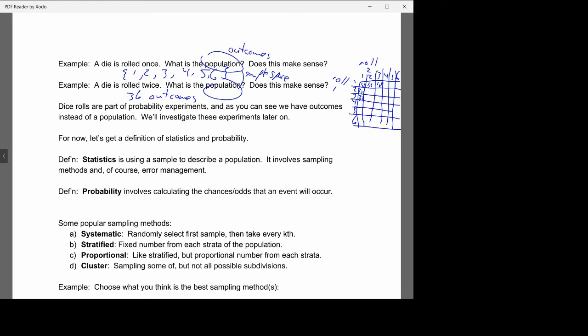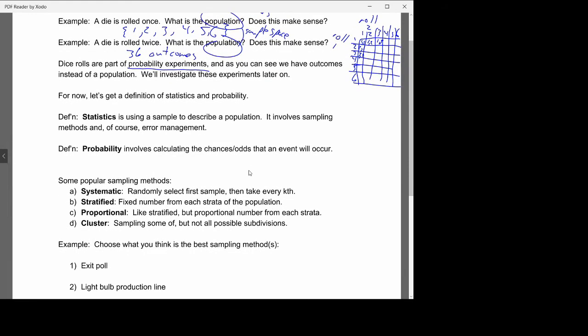And so these dice rolls, the reason that's a little confusing based on our other sample and population comments, is because they're probability experiments, and I've left the realm of statistics and I'm in pure theoretical probability right now. So as you can see, we have outcomes instead of a population, and we'll look at that later on. But for now, let's just have a definition that separates statistics and probability.